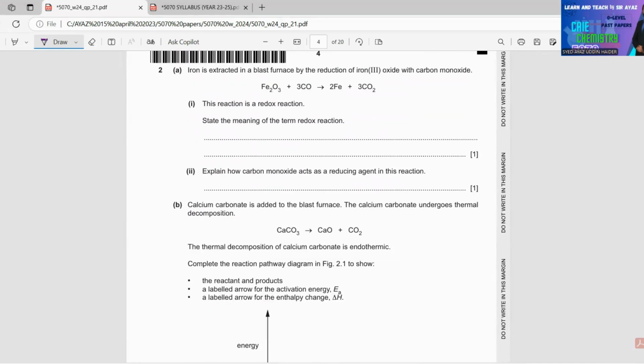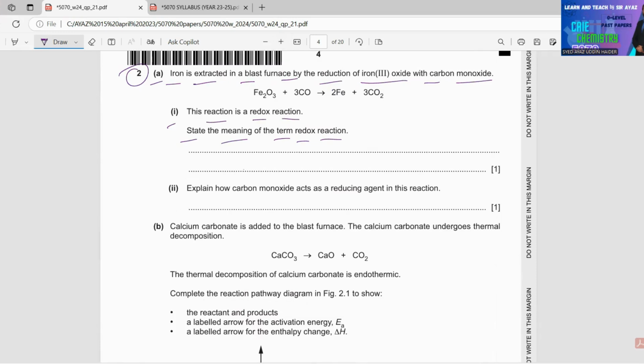Moving to next question, which is question number 2, part A. Iron is extracted in a blast furnace by the reduction of iron(III) oxide with carbon monoxide. Here's the reaction equation. Fe2O3 plus 3CO gives 2Fe plus 3CO2. 1. This reaction is a redox reaction. State the meaning of the term redox reaction. Redox reactions are those reactions in which oxidation and reduction take place at the same time or occur simultaneously.